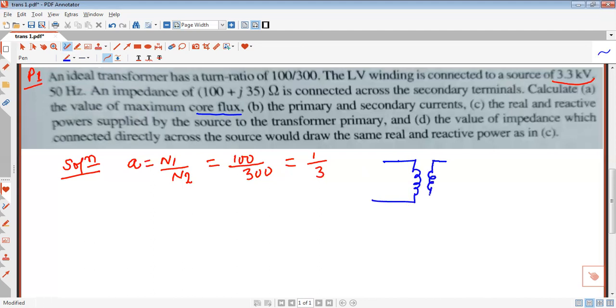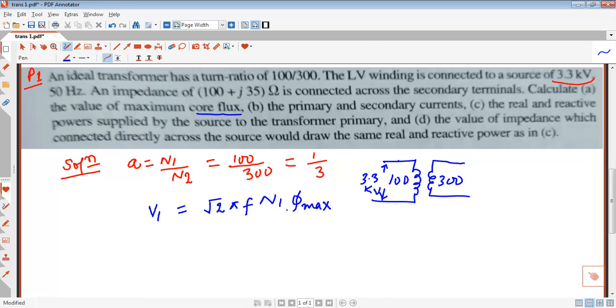Our transformer has 100 turns in the primary and 300 turns in the secondary, and the primary is given as 3.3 kilovolt. The supply here is an AC supply. Now we know the relation for the induced EMF of a transformer: V1 equals root 2 pi F into the number of turns into phi max. This is a very fundamental relation for a transformer, and from here we can find phi max.